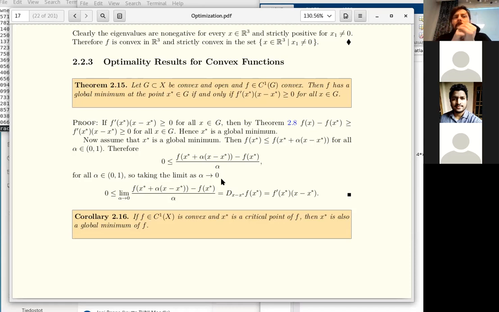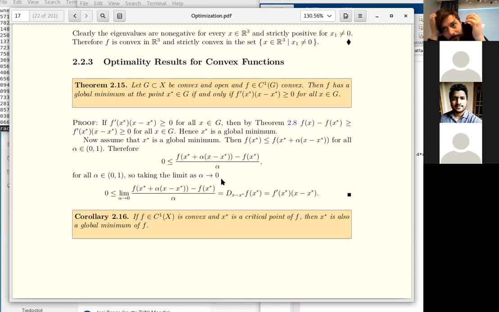Then by theorem 2.8, which we just proved, the actual change is going to be greater than that, meaning that the function f of x will be greater than f at x star, regardless of where you move from x star. So that simply means that this is the point at which the value is smallest.